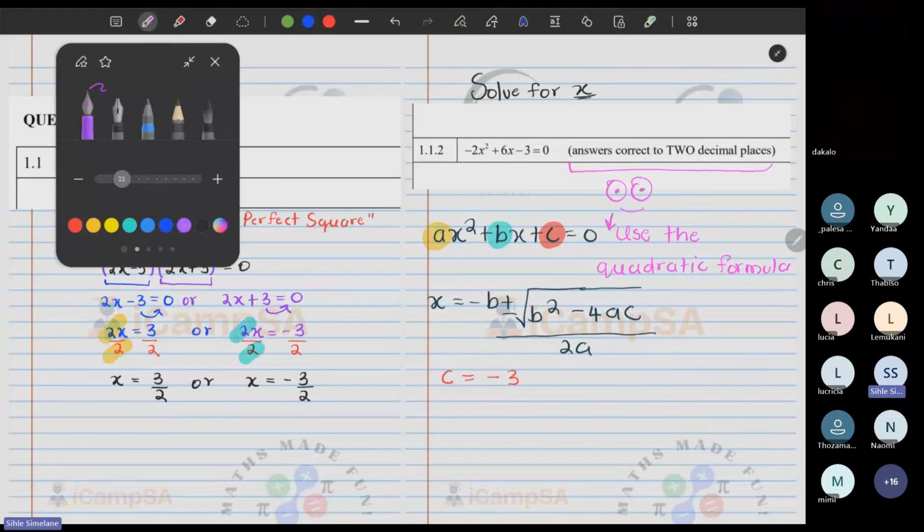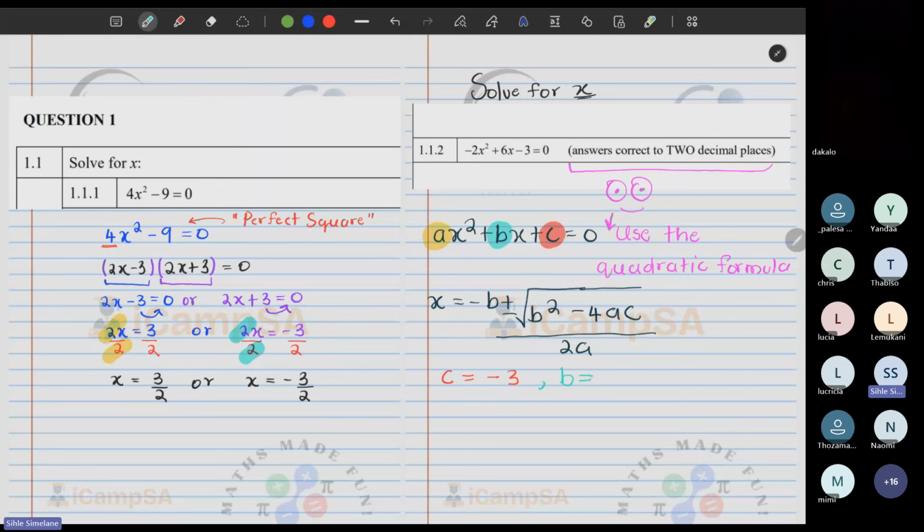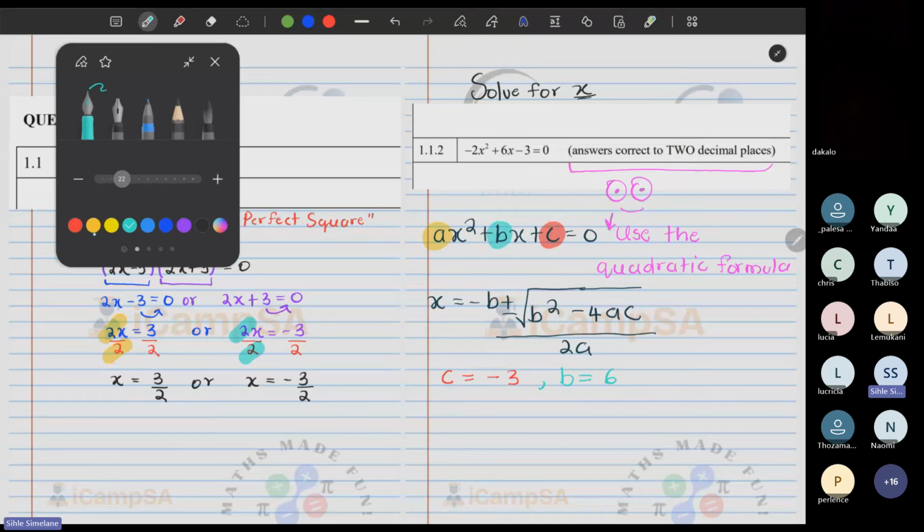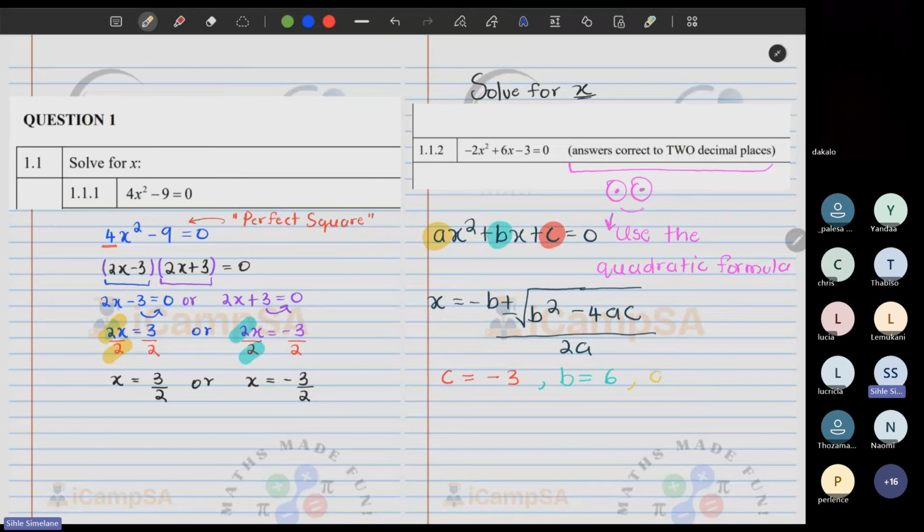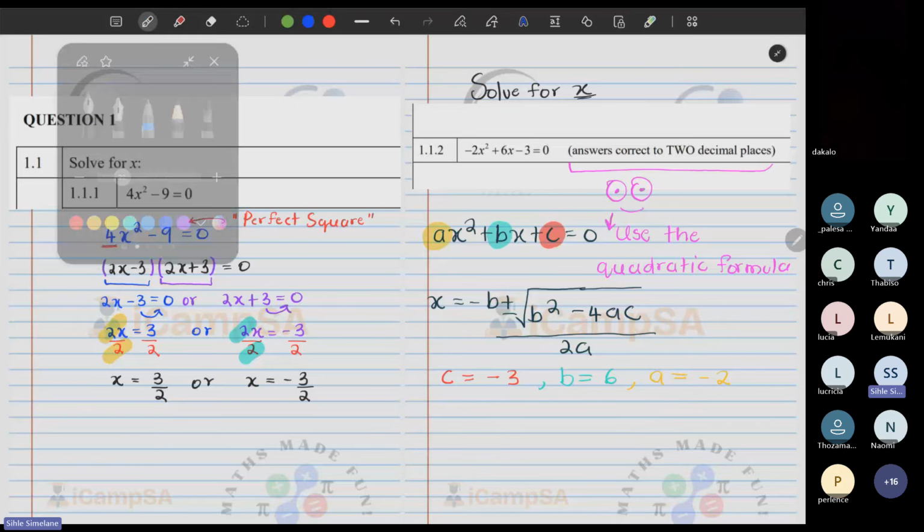Okay. And then next, I need someone to give me what is the value of b? +6. +6. You guys are awesome. I need someone else to give me what is the value of a? -2. -2. So we can now go and plug in, guys.